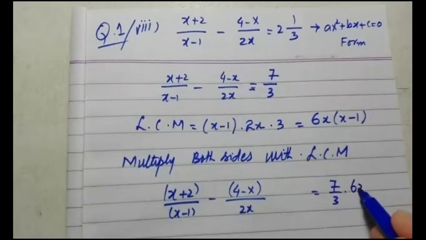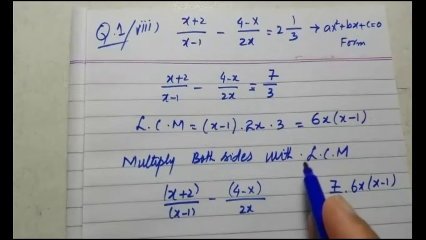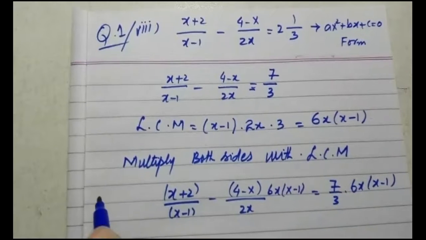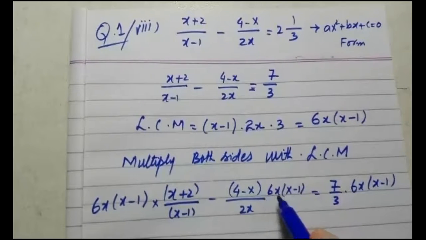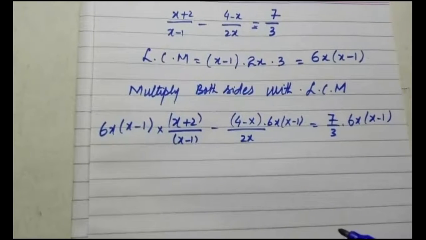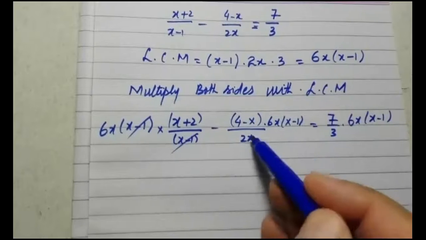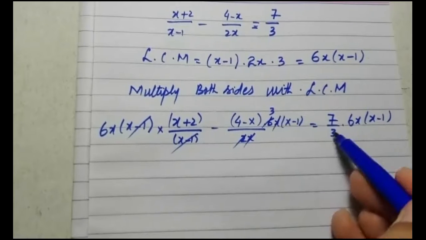LCM is 6 times x minus 1. 6x times x minus 1. This is the LCM. So I have multiplied every term on the left hand side and right hand side with the LCM. Fine. Now I'm going for the cancellation. This x minus 1 will be cancelled. This 2 will be cancelled with this 6. x will be cancelled. 3 2s are 6.